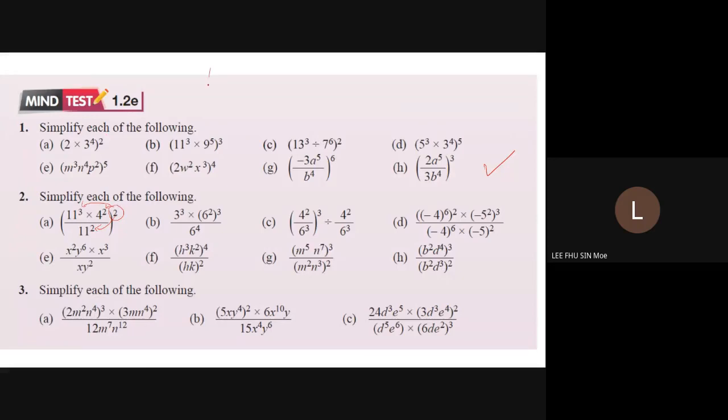11 power 6 times 4 power 4, right? And then over 11 power of power 2, 4. 4, correct? And can this one be simplified or not?